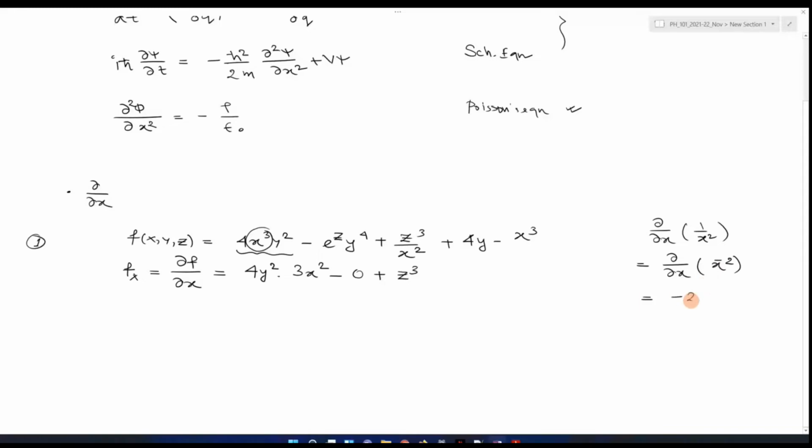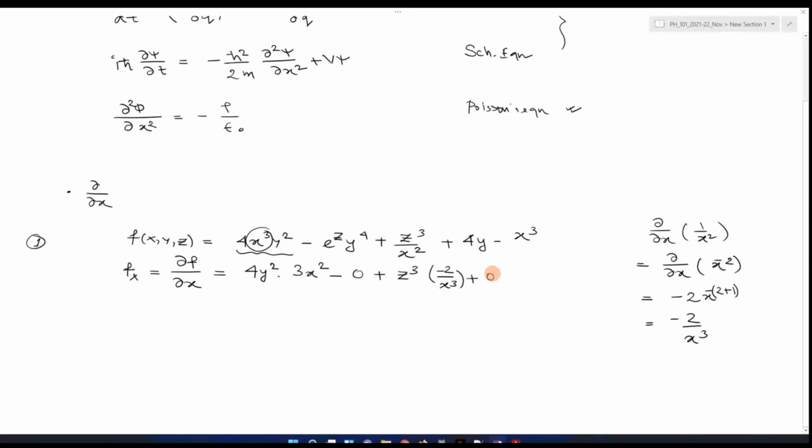So this will be minus 2x to the power minus 2 plus 1, right? Is it fine? So a bracket would be there, no? Yeah. So this will be minus 2 by x cube. Thank you. So this will be minus 2 by x cube.